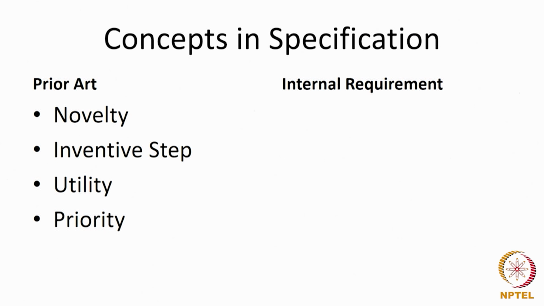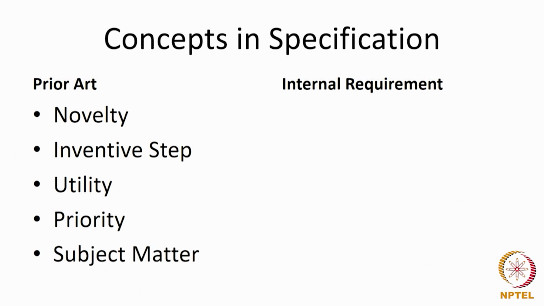So, to determine priority, if there is a prior disclosure before your date of priority, then that could be used as prior art for invalidating the invention. So, priority is a concept which is outside the specification, but nevertheless in drafting you will have to consider it.